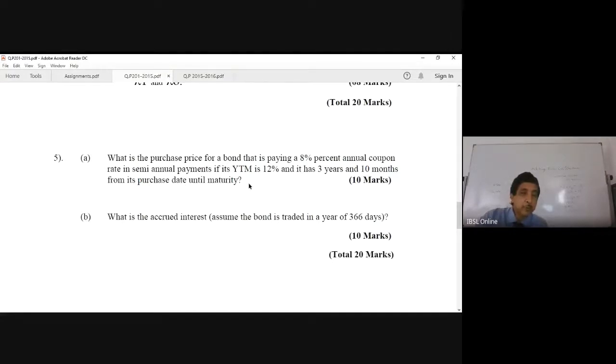Now, when you talk in terms of accrued interest, the matter comes with, since it is a semi-annual coupon payment bond and it has 3 years and 10 months to mature, that means the purchase date is not a coupon payment date. It is in between two coupon payment dates. So that is why the accrued interest is applicable here.